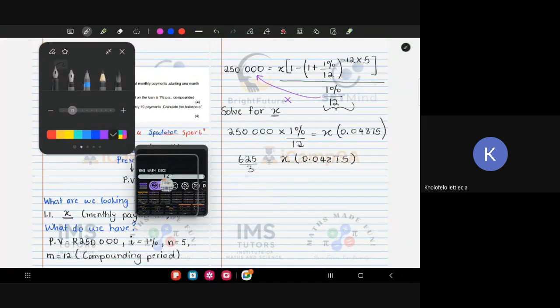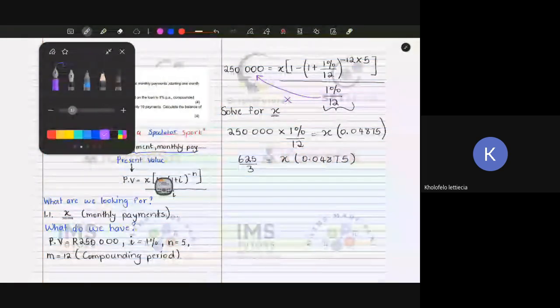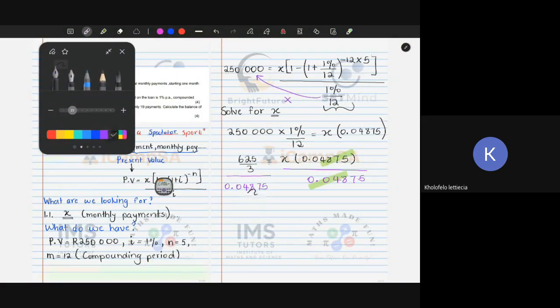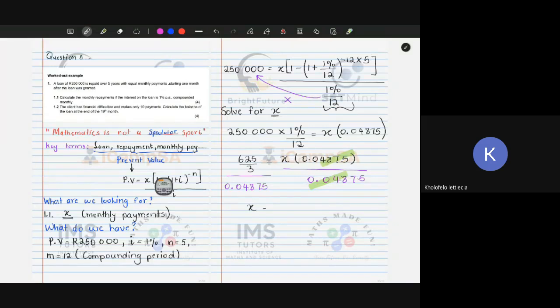So we know that we are looking for x, not x multiplied by something. So what we should do is to go ahead and quickly divide by 0.04875. And what we do on the left-hand side, guys, we also do on the right-hand side. So on the right, it's going to cancel. And I need someone to give me what x will be.